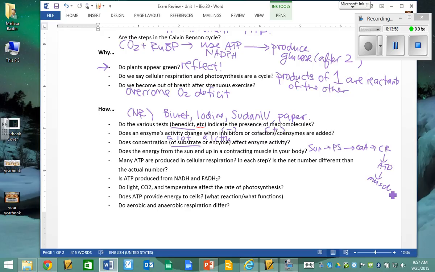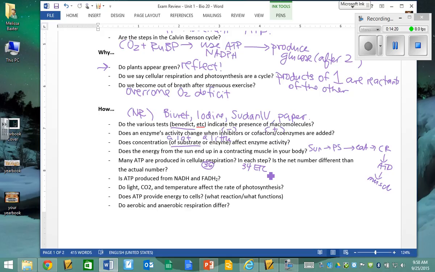How many ATP are produced in cell respiration? 36 is your magic number. In each step, well, 34 come from the electron transport chain, so that's almost all of them. That's the number that you should focus on. That's where most of them come from.